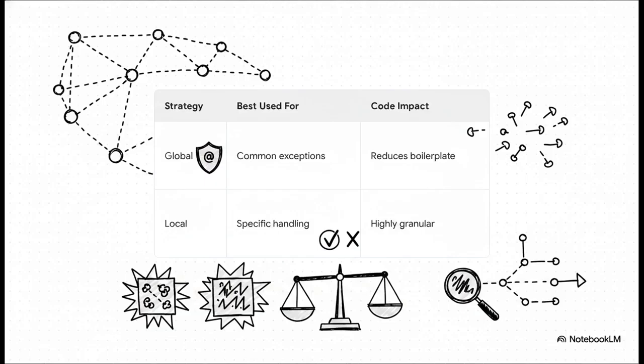However, you should absolutely still use local try-catch blocks if you have a scenario where two different controllers need to handle the exact same exception in completely different ways. Knowing when not to use a global handler is what proves true senior-level decision-making.